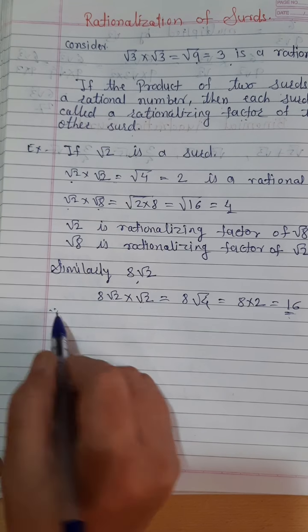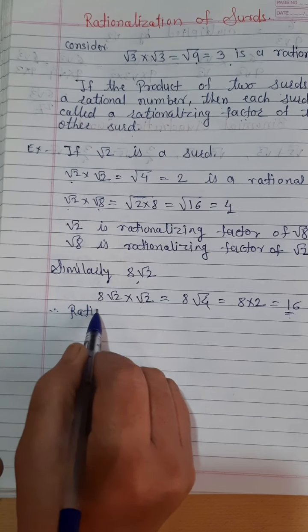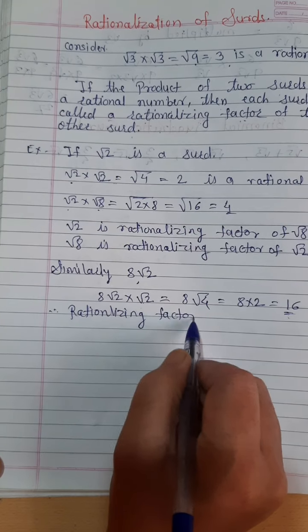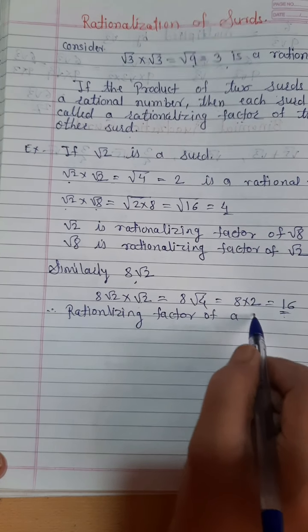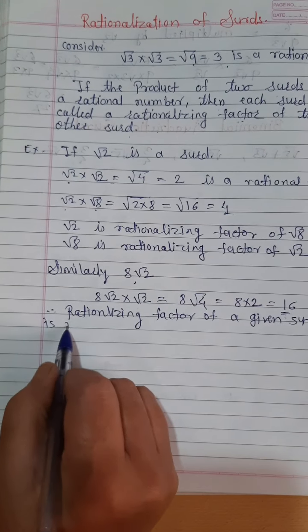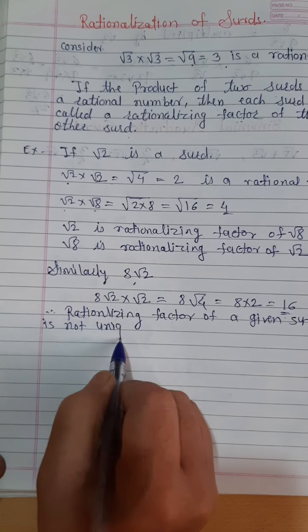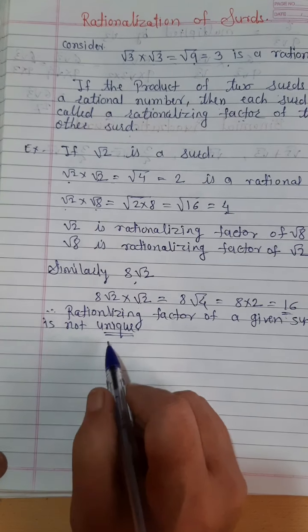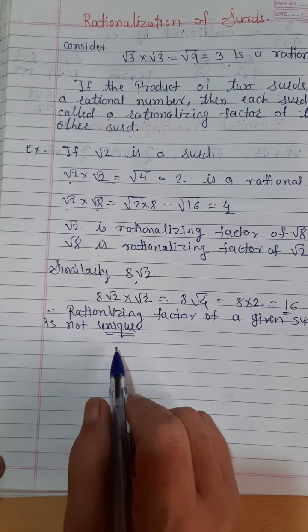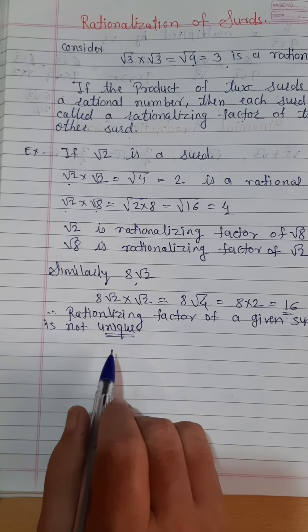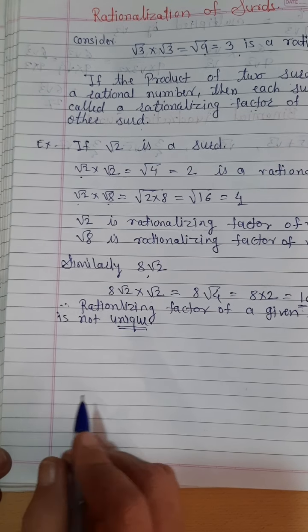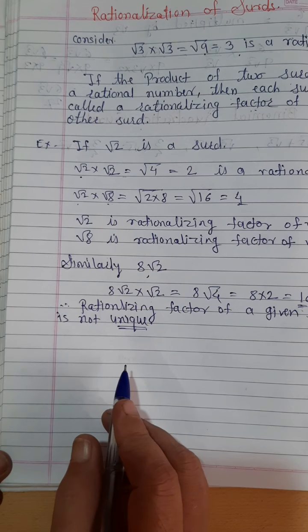And therefore we can say that the rationalizing factor of a given surd is not unique. Unique means one and only one. That is एक आणि एकच. म्हणजेच एखाद्या सर्डचे अनेक रॅशनलायझिंग फॅक्टर्स असतात. And we can make use of the rationalizing factor to rationalize the denominator.